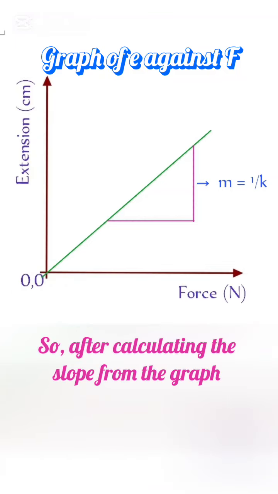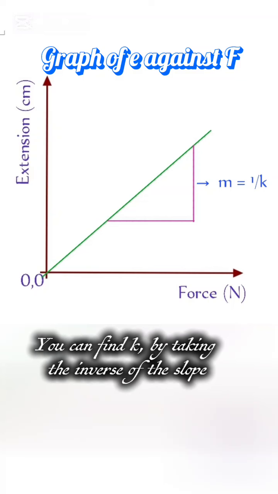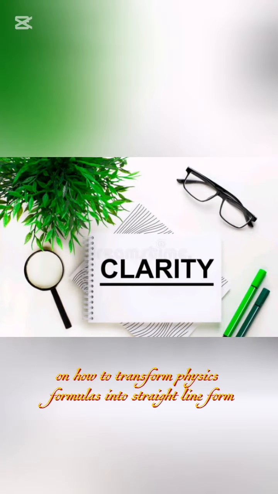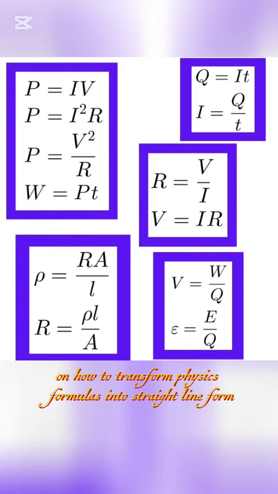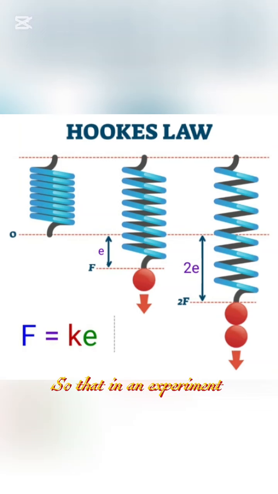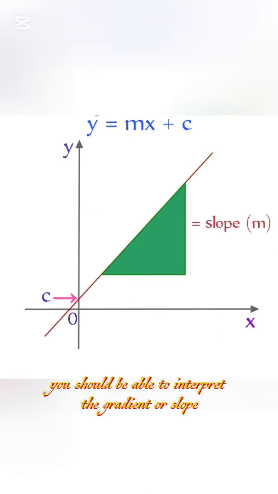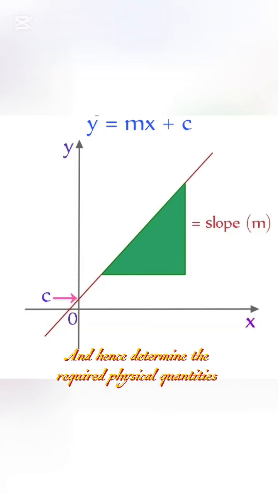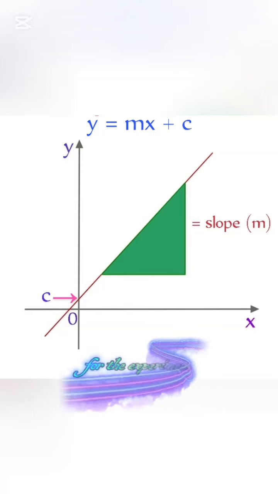So after calculating the slope from the graph, you can find k by taking the inverse of the slope. Hope you've now gained clarity on how to transform physics formulas into straight line form, so that in an experiment, you should be able to correctly interpret the gradient or slope and the intercept from your graph, and hence determine the required physical quantities for the experiment.